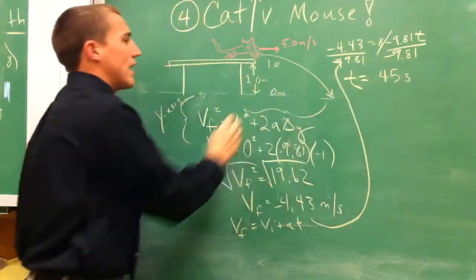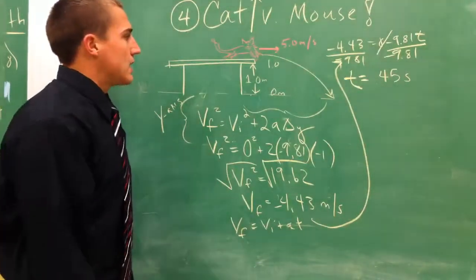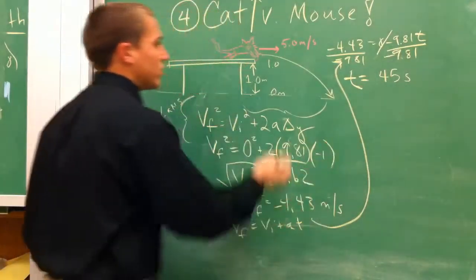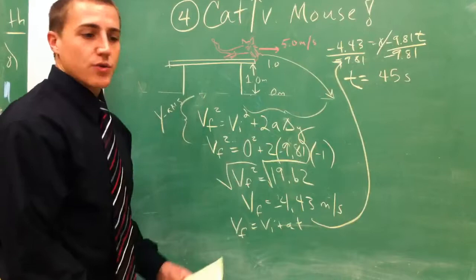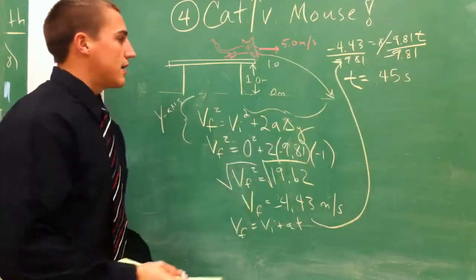Okay? Now, we're going to use time. We were using it in the y-axis. Now we're just going to use it in the x-axis. Time will be the same either way you look at it. So now we're going to think more about the x-axis. I'll change colors here. Since we have a constant velocity, the cat isn't going to accelerate or decelerate in the x-axis. It's going to be moving 5 meters per second the entire time.